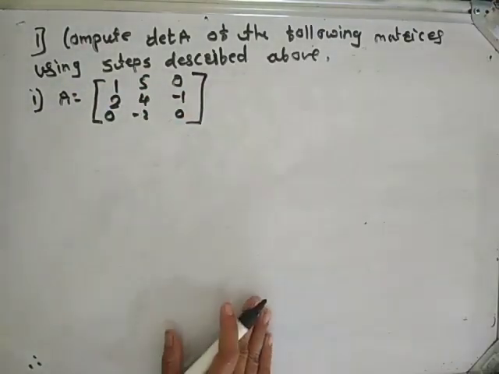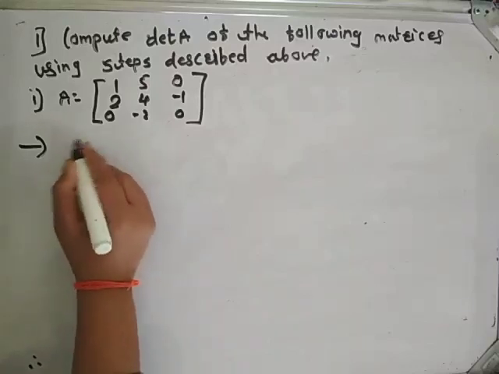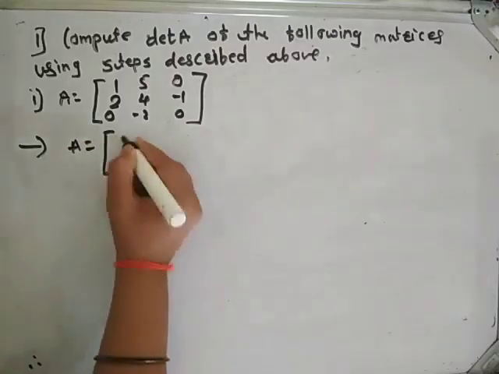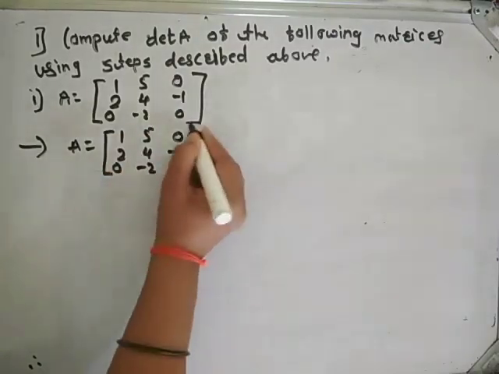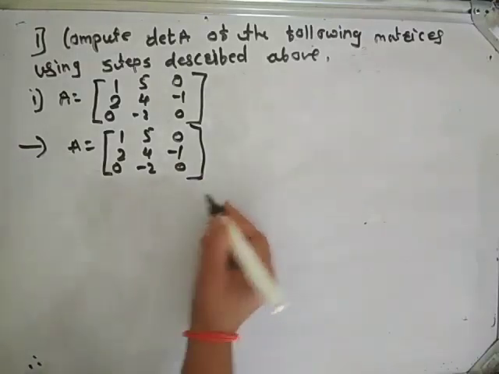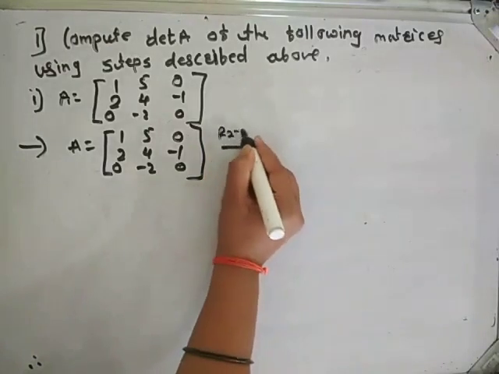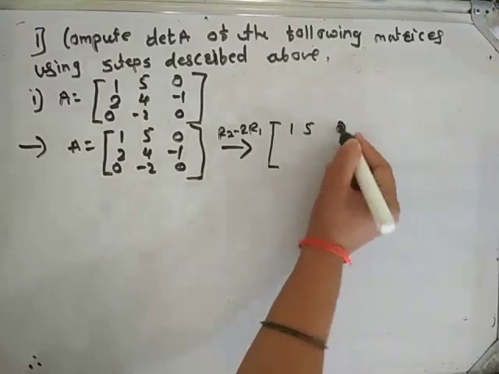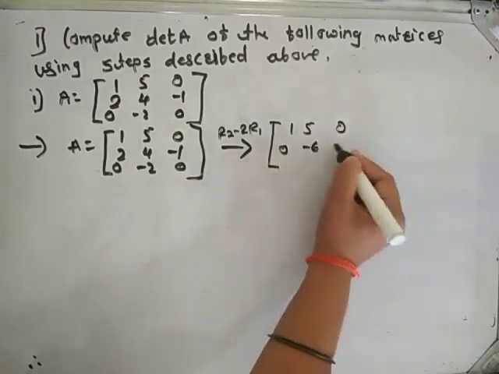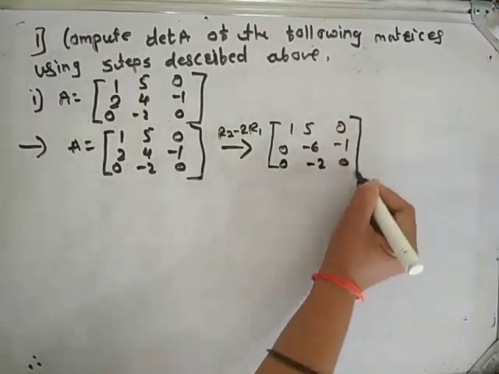Okay. First we row reduce matrix A to U to obtain U. Here A is matrix 1 5 0 2 4 -1 0 -2 0. First we perform a row operation R2 minus 2R1. So we will get a matrix 1 5 0 0 -6 -1, and 0 -2 0.